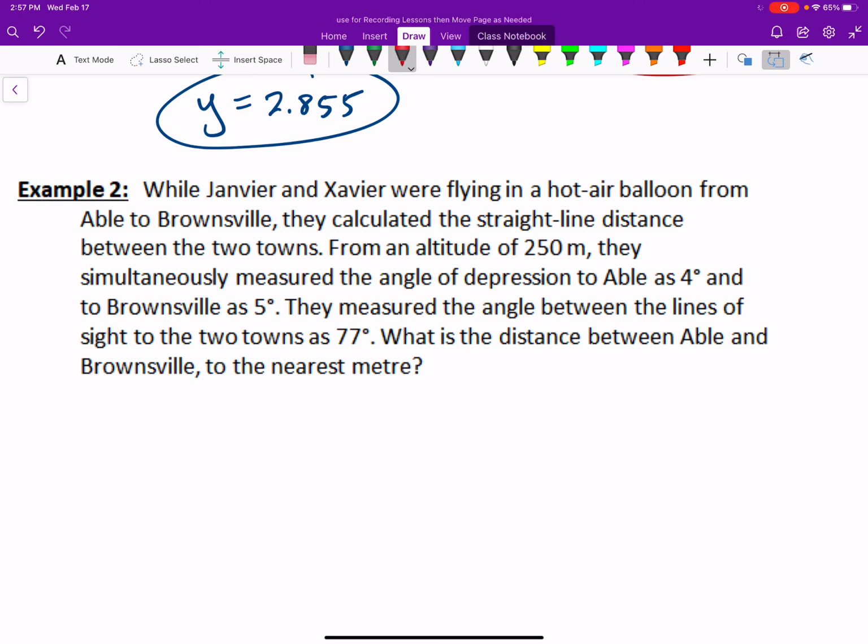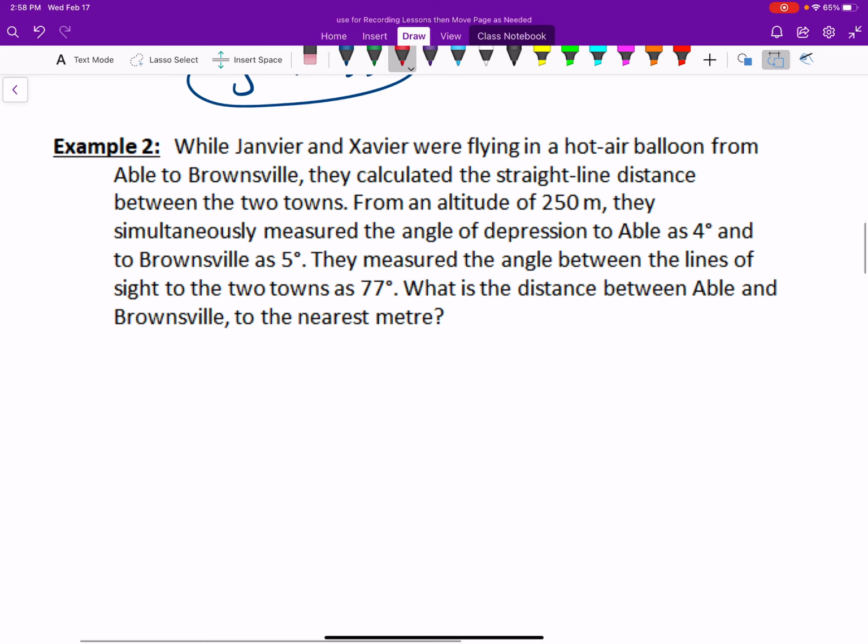Well, Janvier and Xavier, I don't know if I'm saying that right or not, but hopefully I'm not insulting anybody if I'm pronouncing it wrong, were flying a hot air balloon from Able to Brownsville. They calculated the straight line distance between the two towns. From an altitude of 250 meters, they simultaneously measured the angle of depression to Able as 4 degrees and to Brownsville as 5 degrees. They measured the angle between the lines of sight to the two towns as 77 degrees. What is the distance between Able and Brownsville to the nearest meter?